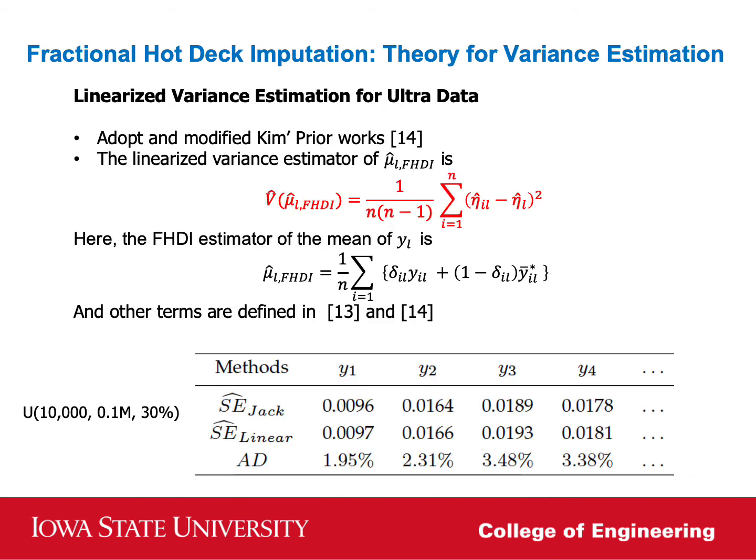So we found a solution from one of our PIs, Dr. Kim's prior work, the so-called linearized variance estimator. As shown in this table, we use 10,000 instances and 0.1 million variables, very high dimension, with a 30% missing rate. Here SE is the standard error using jackknife and the standard error of linearized variance estimation. AD means the absolute difference between them. As we have larger data, the difference between jackknife and linearized variance estimation becomes acceptably small.